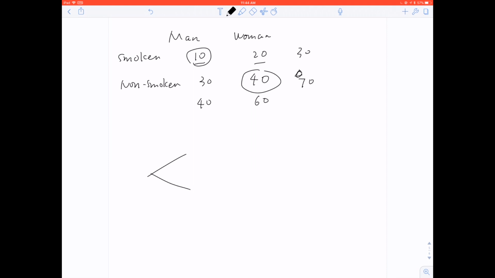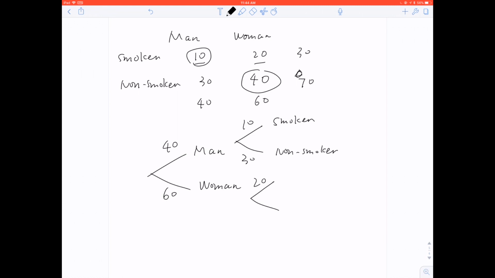We can ask the first question about gender, man and woman. As you can see, we got 40 men in this population and 60 women in this population, and among these men we get 10 of them being smokers and 30 of them being non-smokers. And we have this similar question for the woman group, and we got 20 and 40, smoker and non-smoker.